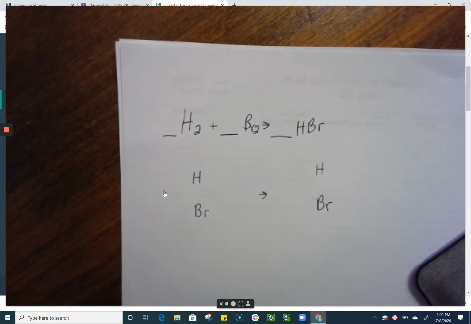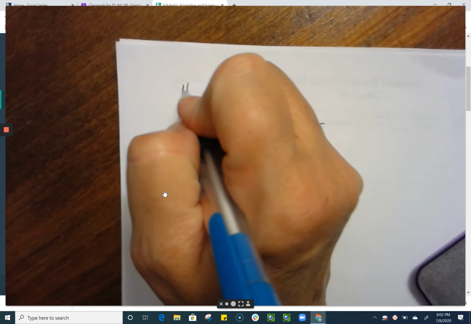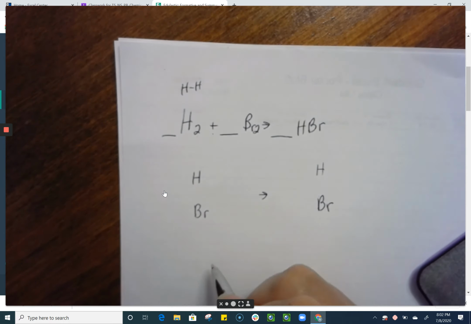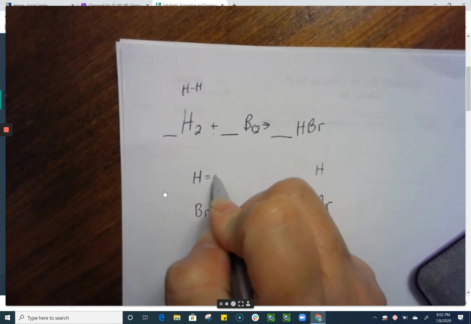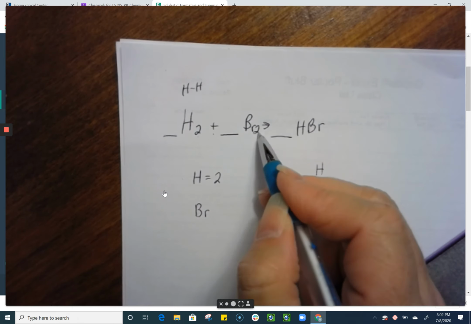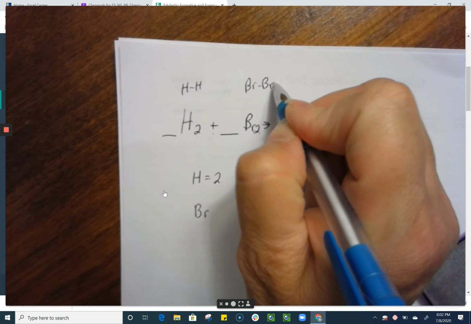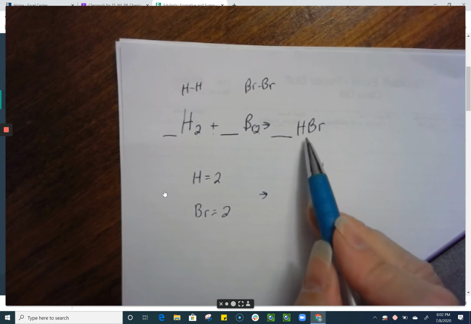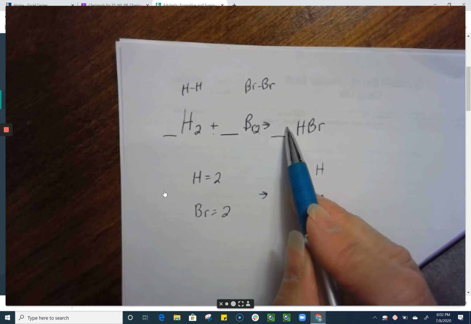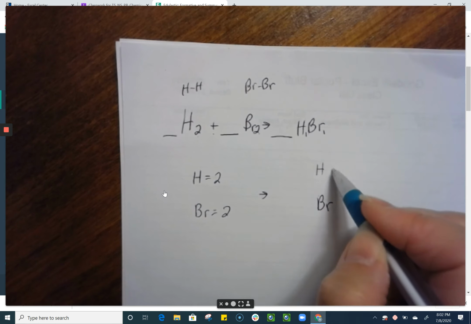Now we need to start counting the atoms. The 2 behind the H here means that you have two hydrogen hooked together, so right now you have a total of two hydrogen. The 2 down here means that these are two bromine atoms linked together, so you have two bromine atoms. But over here, there's no subscript, there's no coefficient. If there's not one there, it's understood to be 1.